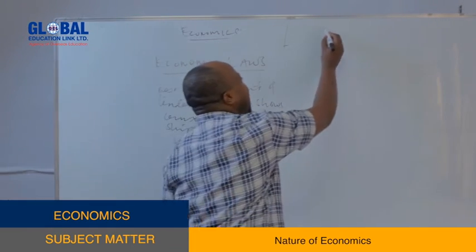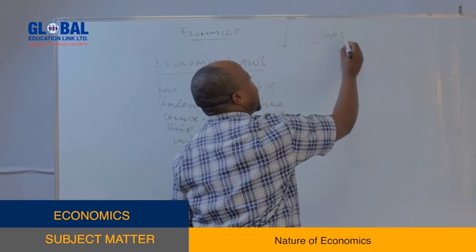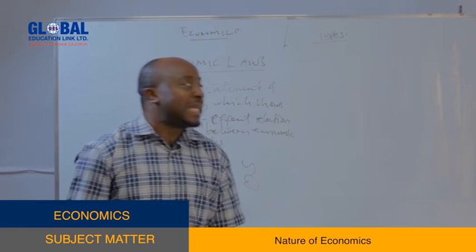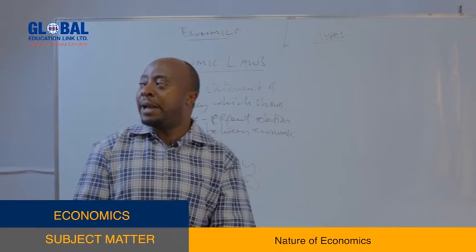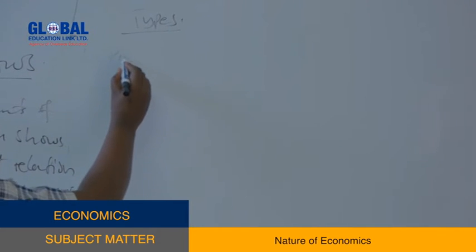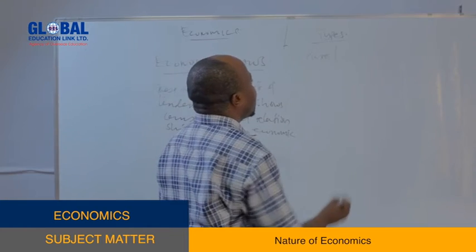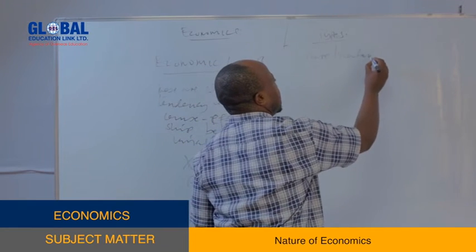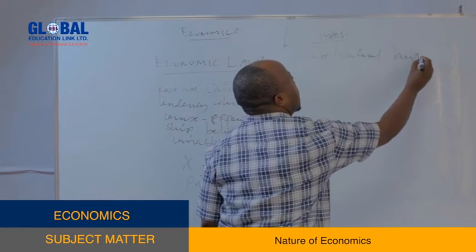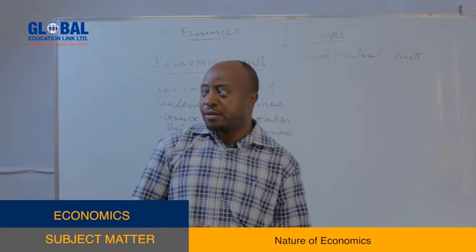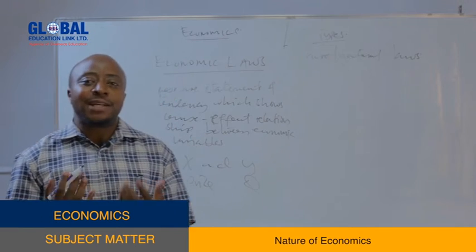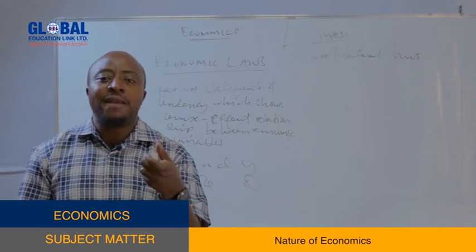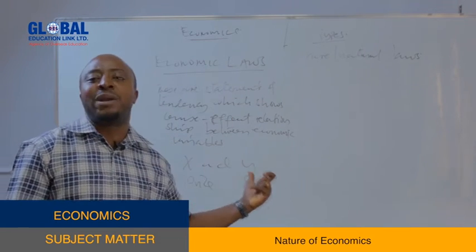Then let's check the types of economic laws. In terms of economic laws, we can check 4 types. They can operate in 4 types. One, we have the so-called pure, or natural, laws. Pure or natural laws. What are these? When we say a pure economic law, it is that law which operates purely from the interaction of economic variables.